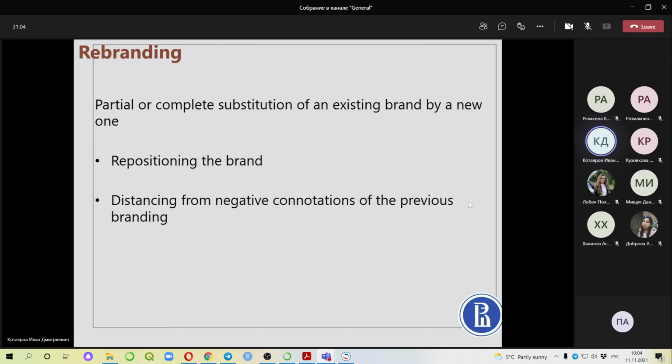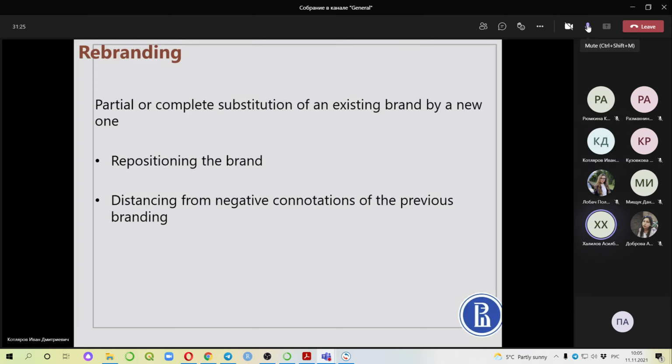But some time ago, pretty long time ago, Cosmopolitan was rebranded as a women's fashion magazine. So it was a complete rebranding with a full change of the target audience. Guys, do you understand it?